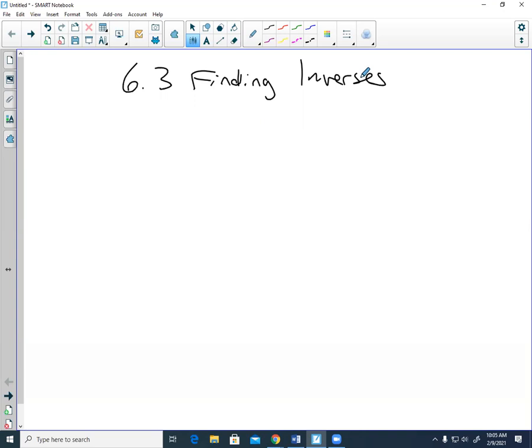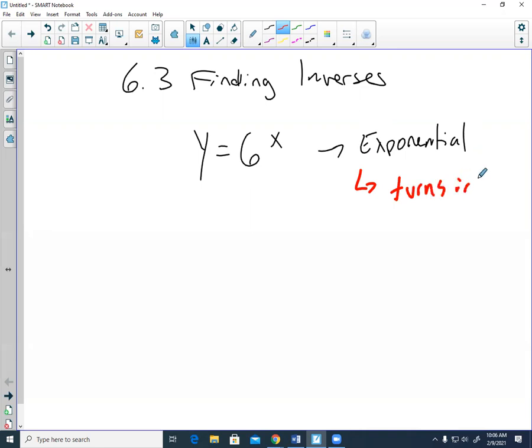So let's say we've got the equation y equals 6 to the x power. If I'm asking you to find the inverse of that equation, the first thing you have to realize is that this is an exponential equation, which means that after I take the inverse, it's going to turn into a log equation when everything is said and done.